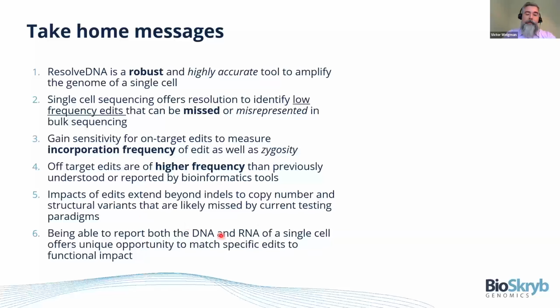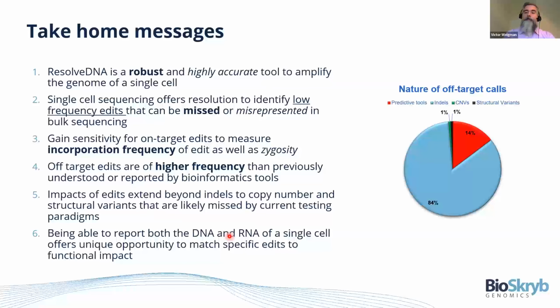Being able to report both the DNA and RNA of a single cell offers a really unique opportunity to match the edits that you're making to a functional impact, which is really awesome. Summarizing what I've shown in our CRISPR experiment, the pie chart represents all possible edits that could be happening within the cell.